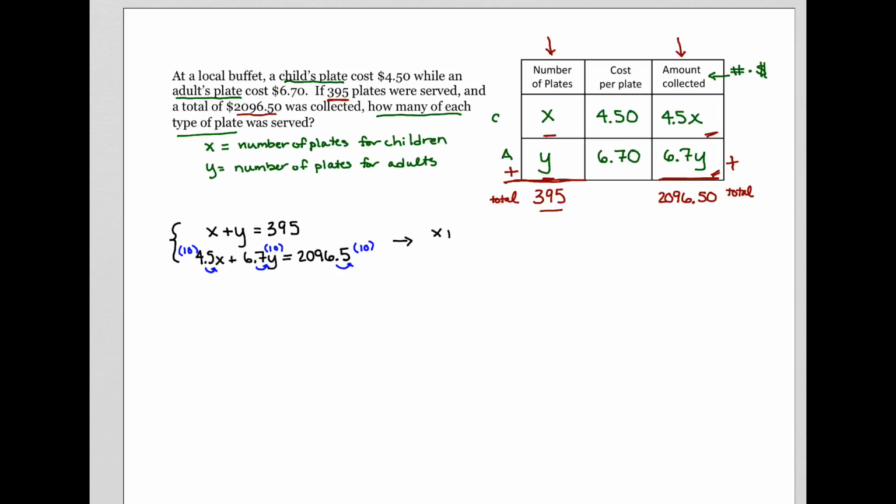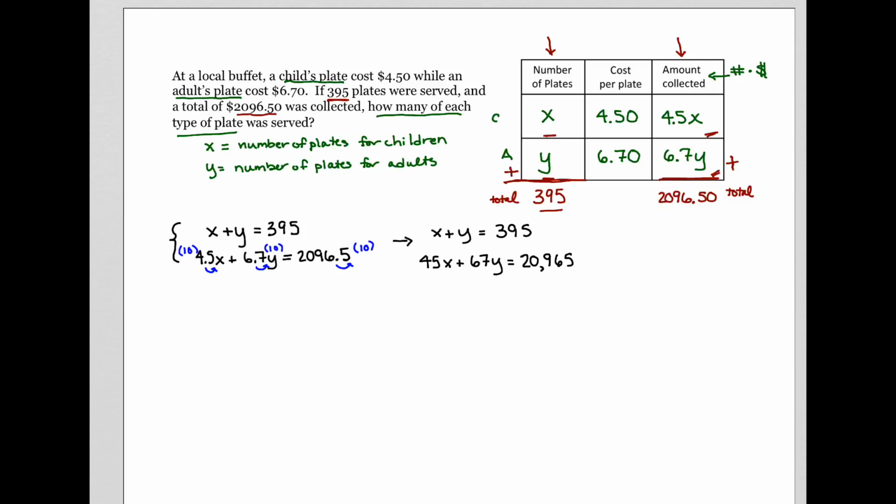x plus y equals 395, and 45x plus 67y equals 20965, or if you like, 20,965.